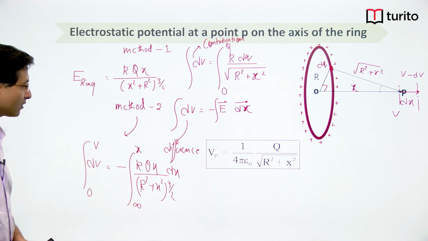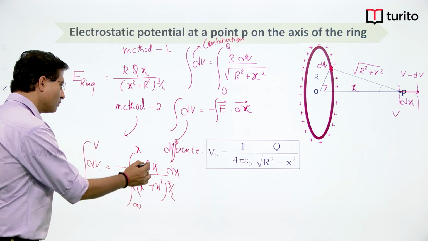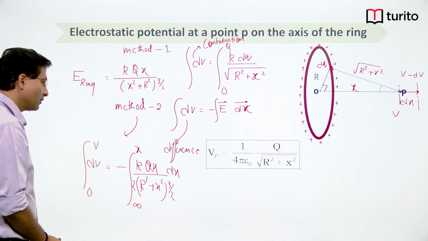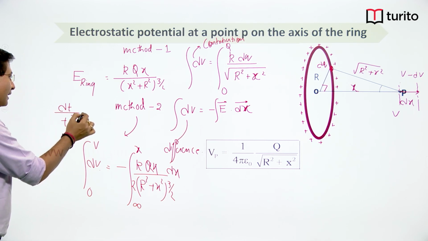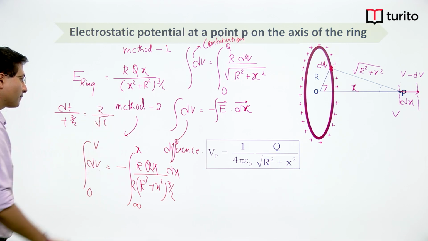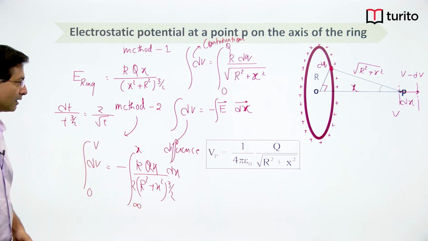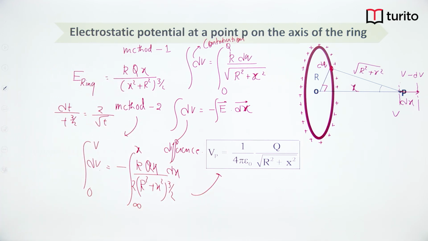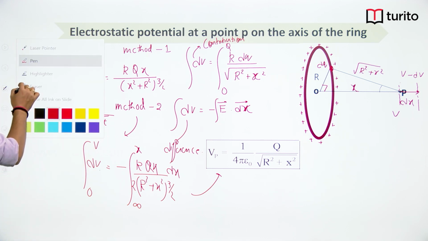And in previous class I already told how to integrate such type of function. If you multiply and divide by 2, this is t, this will be dt, right. So, it will come in this format, dt divided by t to the power 3 by 2, and integration of this one was 2 divided by under root t. Putting upper limit and lower limit, we can reduce the expression and finally you will get this only, right. So, whether you go by method 1 or method 2, you are going to get the same result.